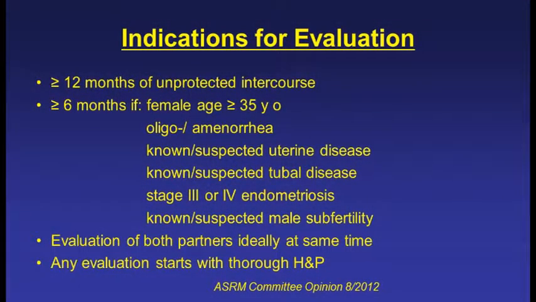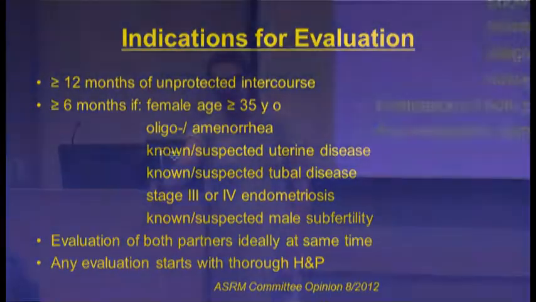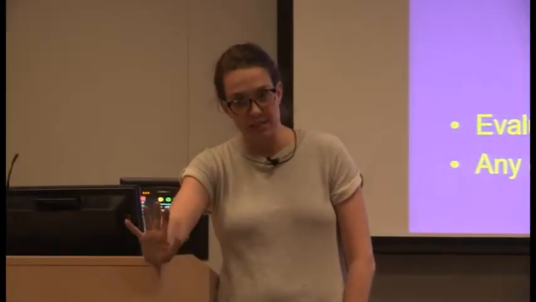So again, indications for evaluation: greater than 12 months of unprotected intercourse without a successful conception. What I have patients tell me all the time, which is kind of funny, but actually not funny, is they'll say, well, I've been having unprotected intercourse for 6 years, but only actively trying for 1. No, that doesn't count. You've had unprotected intercourse for essentially 6 years, and that is clear infertility. If patients say, I've been having unprotected intercourse for 3 years, they're infertile. They meet the definition.